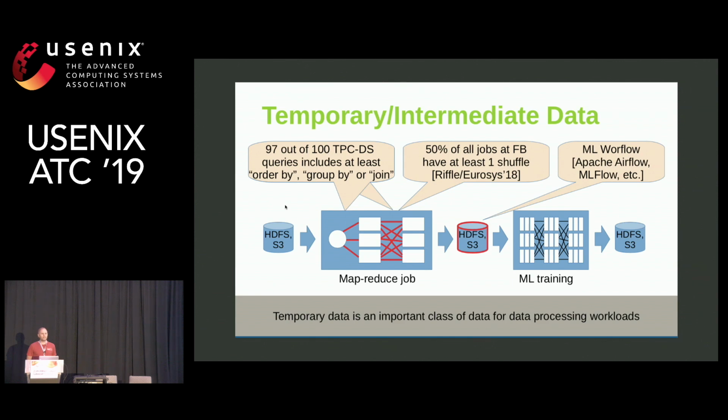all queries in the TPC-DS benchmark, when run on Spark, have at least one broadcast or shuffle operation. Riffle, a recent paper from Facebook on optimizing shuffle performance, reports that 50% of all jobs at Facebook have at least one shuffle operation. And similarly, many machine learning workloads consist of multiple jobs sharing data between jobs, and there are several frameworks to manage those kinds of workloads.